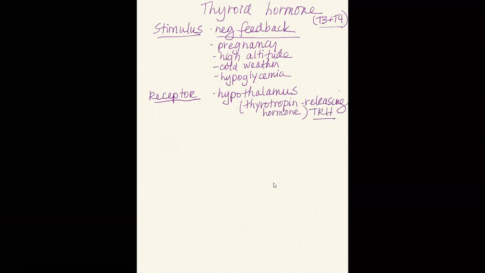Okay, so what's the hypothalamus going to talk to? It's going to talk to the anterior pituitary. So it goes to the anterior pituitary, and it is going to cause us to release thyroid stimulating hormone, which is TSH.